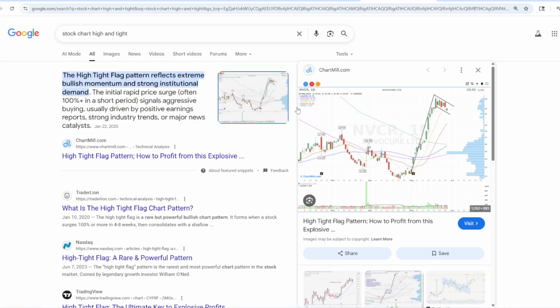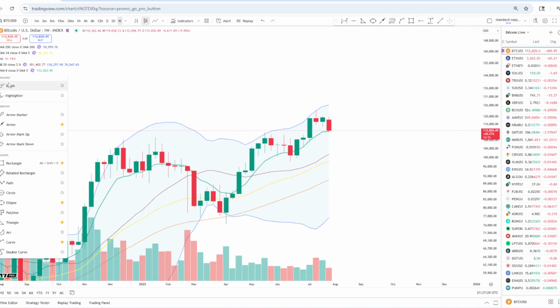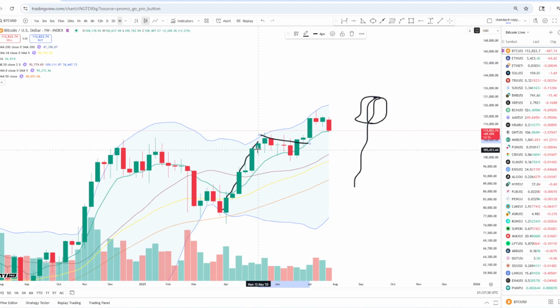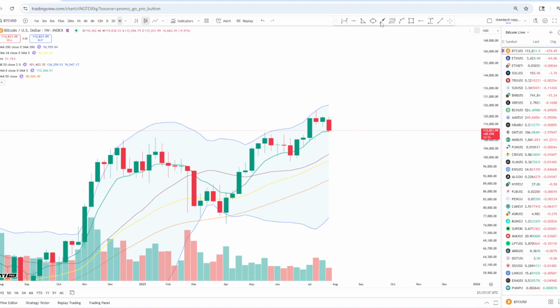So first of all, high and tight. I have a video on this. You can go watch it. Here's an example of a high and tight flag. And high and tight essentially refers to you have consolidation after an advance and consolidation near the peak of the range, usually the top third of the range, right? That's a high and tight consolidation. Here's a very good example of high and tight for Bitcoin on the weekly chart. We just had that. We broke out from that. That is high and tight.